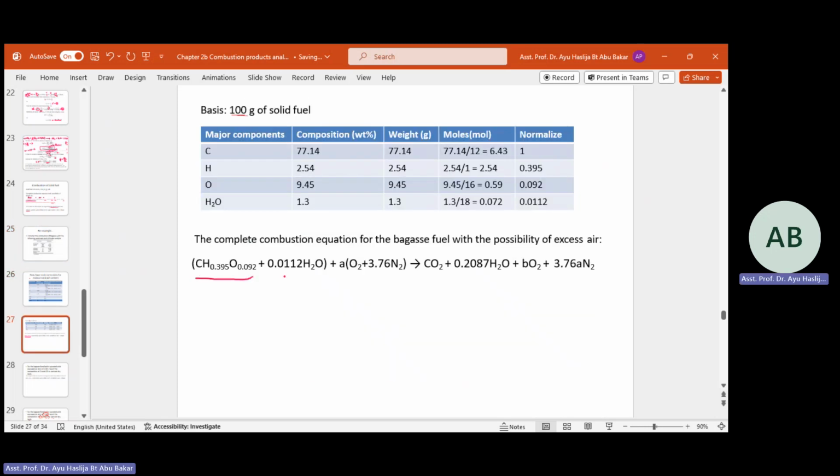Okay, so let's say this one includes the H2O with the fuel. Wet fuel lah. Okay, this is not compulsory. It depends on your type of fuel.